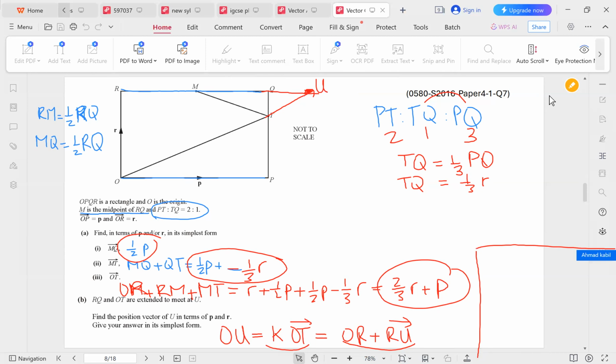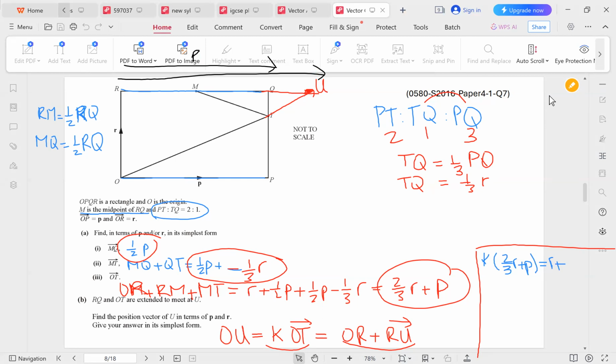So we have K times OT, and we already know OT, which is 2 over 3 R plus P. This is equal to OR, which is basically R, plus RU. Again, RU is an extension of RQ. So therefore, RU is an extension of vector P, because let's look at the drawing. You have vector RU, and you have vector RQ. This is P. So this must be a multiple of P.